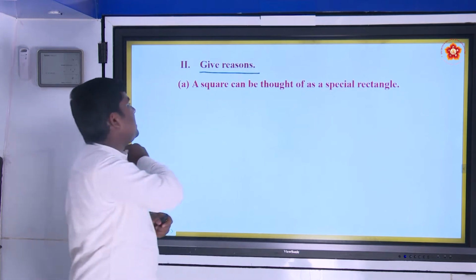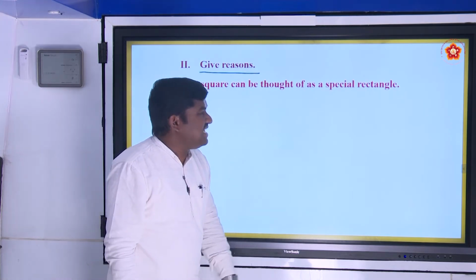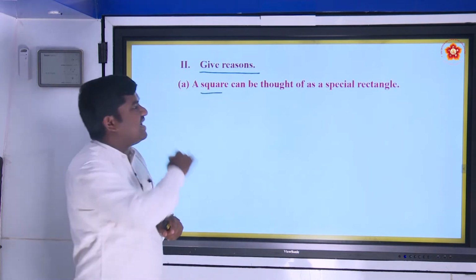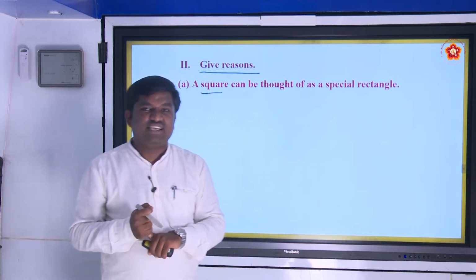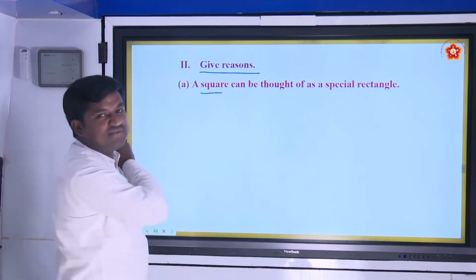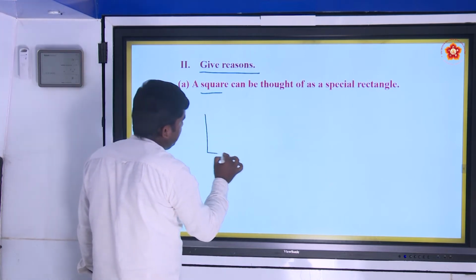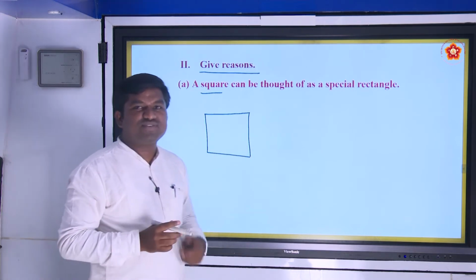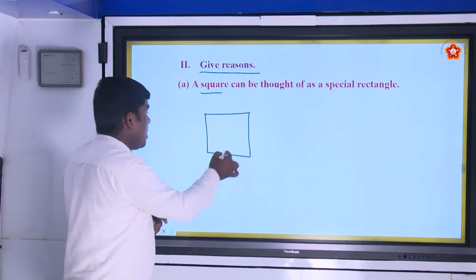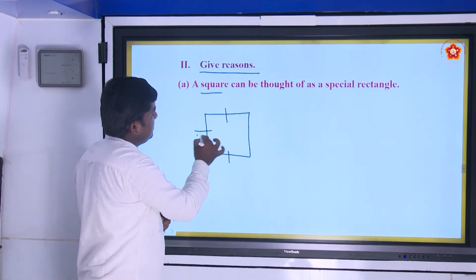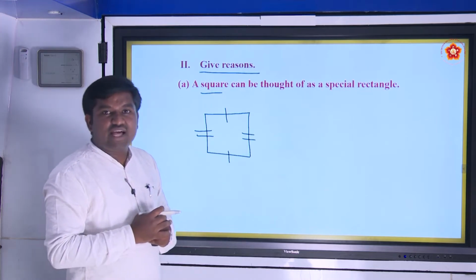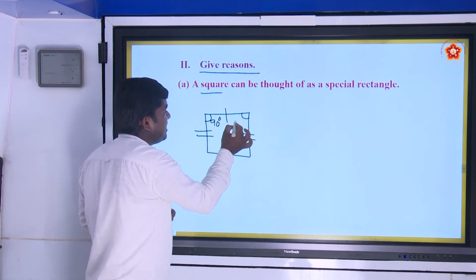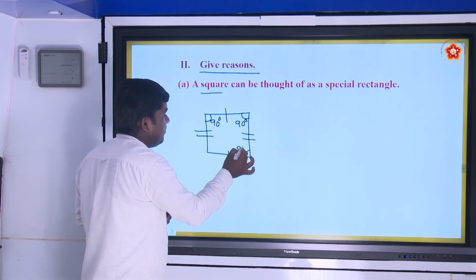Give reason that a square can be thought of as a special rectangle. It means a square can also be called a rectangle. Why? Give reason. First, we can know the properties of a square. See, this is the square. Tell me the properties of a square. Very good. Opposite sides are equal. Next, about angles, each angle measures 90 degrees. All four angles are equal to 90 degrees.